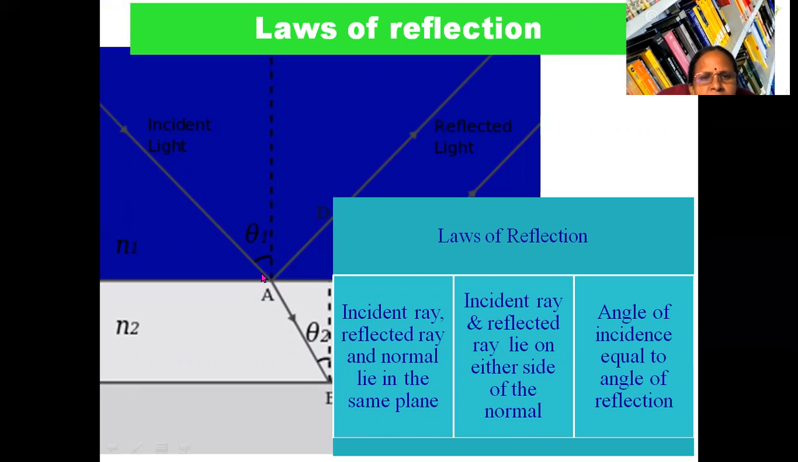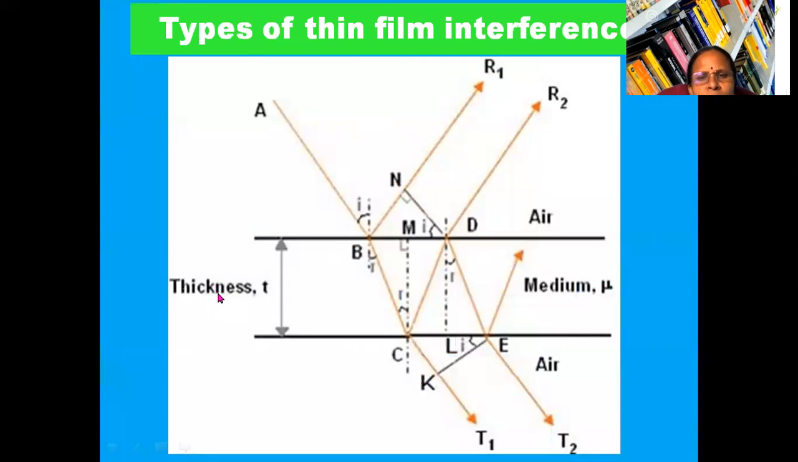This is the incident ray, and the perpendicular drawn at this point of incidence is named as the normal. There are three laws of reflection: incident ray, reflected ray, and normal, all three lie in the same plane. Then the incident ray and reflected ray lie on either side of the normal always, and angle of incidence is equal to angle of reflection. These three laws you have studied at the school level as well as in the junior level also.